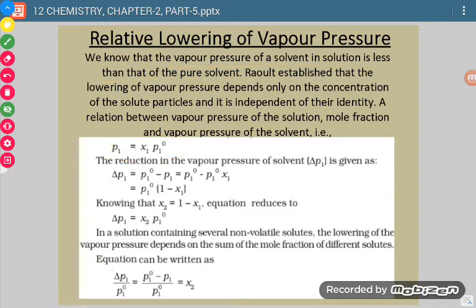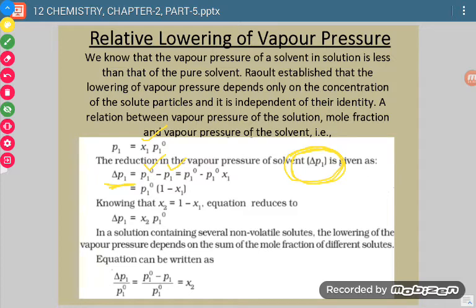So P1 is equal to x1 into P1 naught. P1 naught is the vapor pressure of the component in its pure state, and x1 is the mole fraction of the component. Now how much reduction, how much lowering in vapor pressure will be there? That is denoted by delta P1. Delta P1 is equal to the pressure of the component in its pure state minus its partial pressure in the solution.